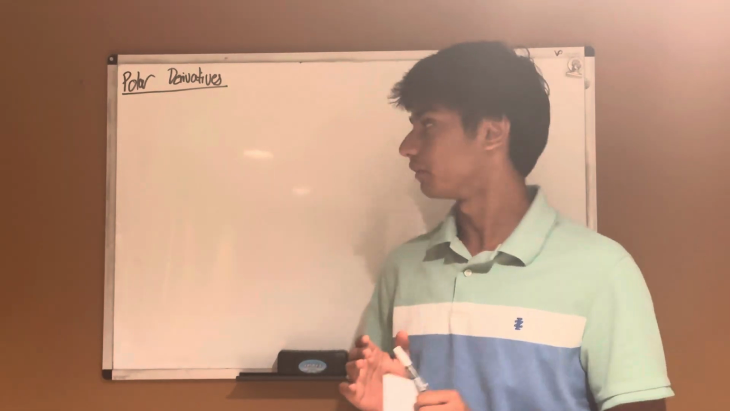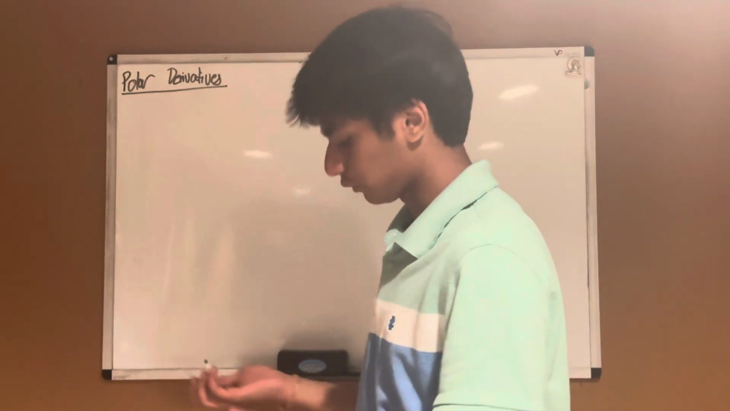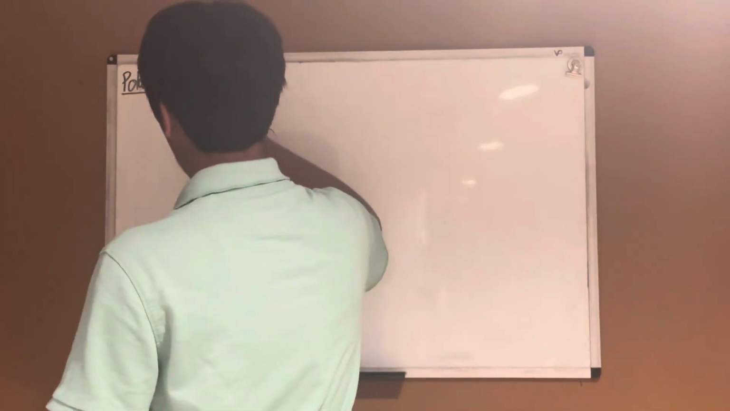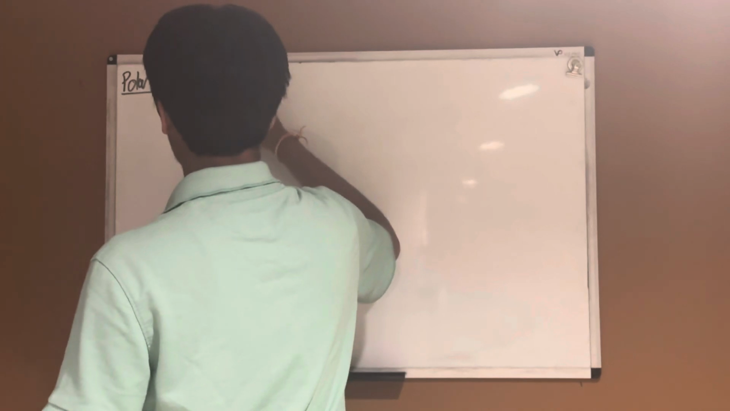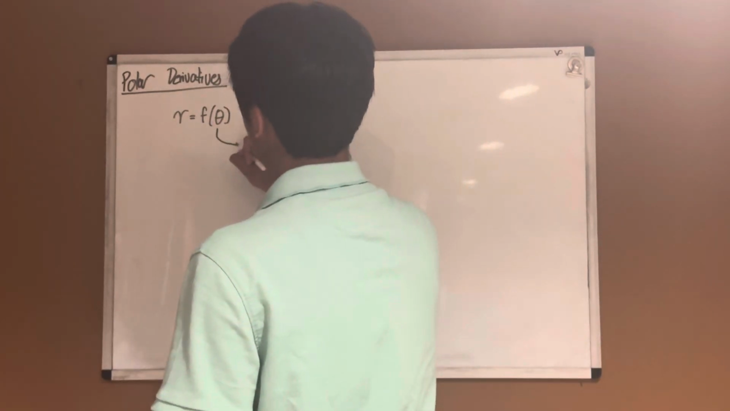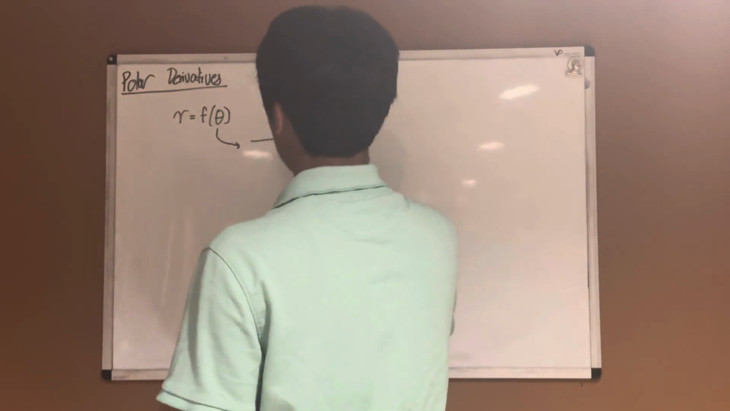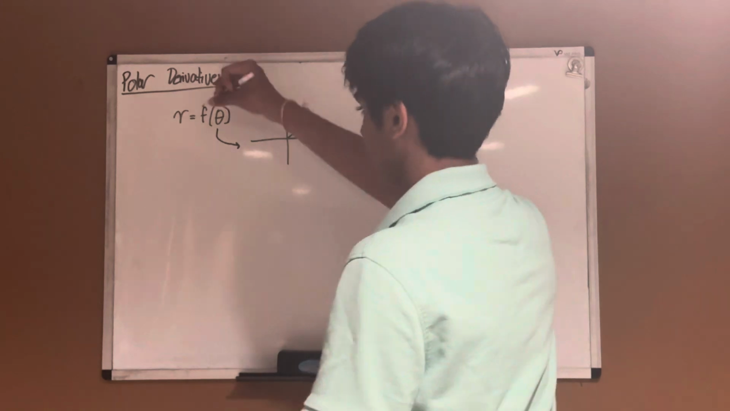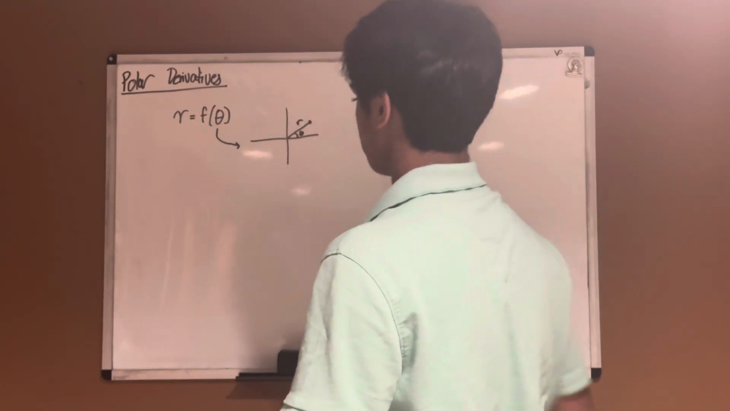In this video, I'll be going over polar derivatives. So to start, let's imagine we have a polar function. We'll call it r, and it's equal to f of theta. Okay? So what does this mean? This means that as we change theta, so we have a polar graph, as we change theta, we get some r values output.